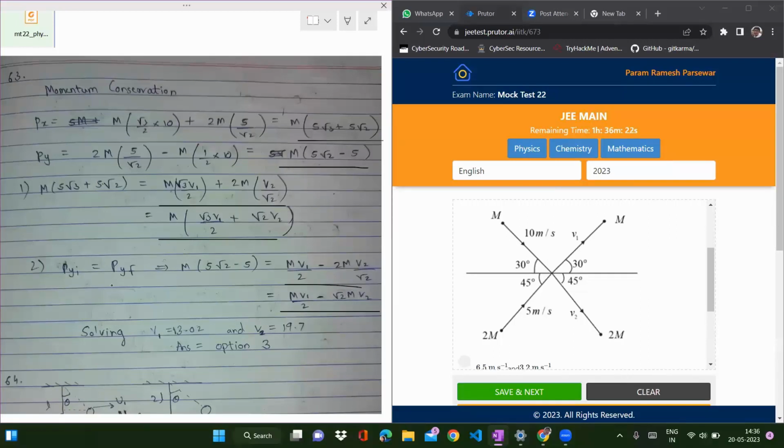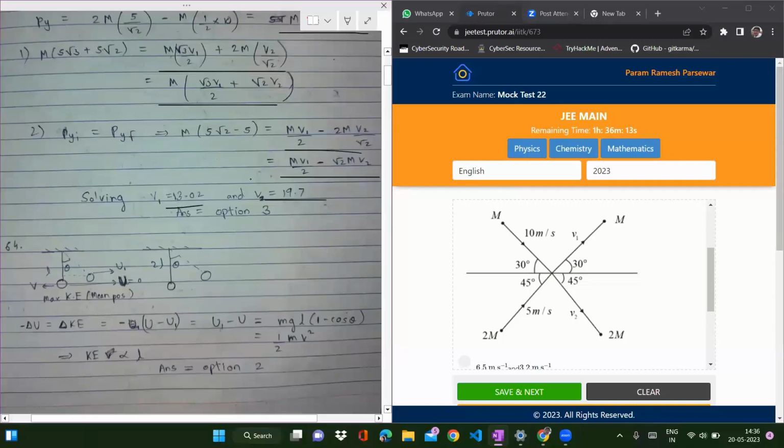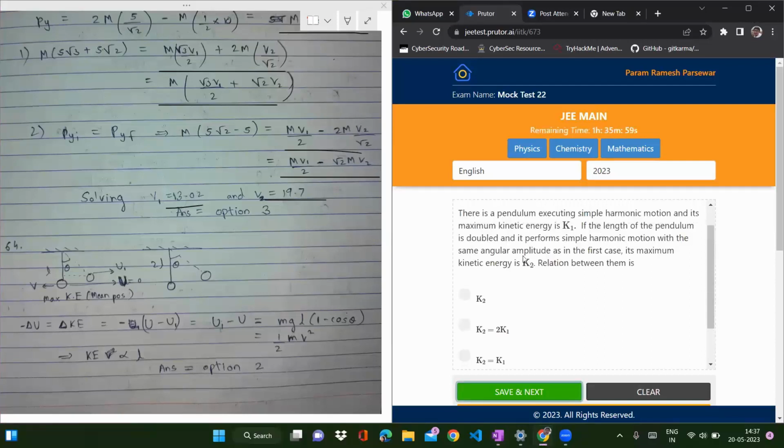So solving this equation, p initial equals p final, we get the values of v1 and v2 to be 13.02 and 19.7. That is nothing but option number 3. Now the second question is regarding a pendulum which is executing simple harmonic motion, and its maximum kinetic energy is given to be K1. And if the length of the pendulum is doubled and it performs simple harmonic motion with the same angular amplitude as in the first case, its maximum kinetic energy is K2. Find the relation between them.